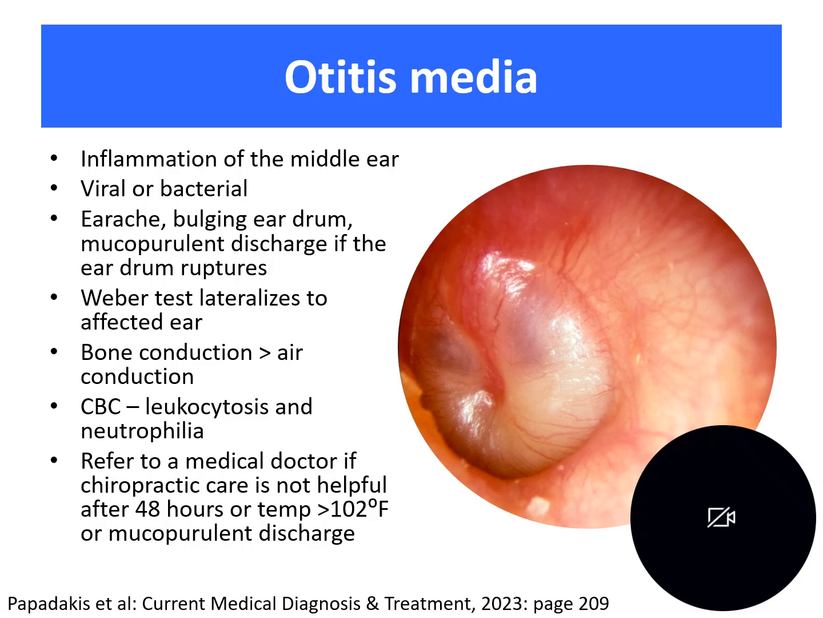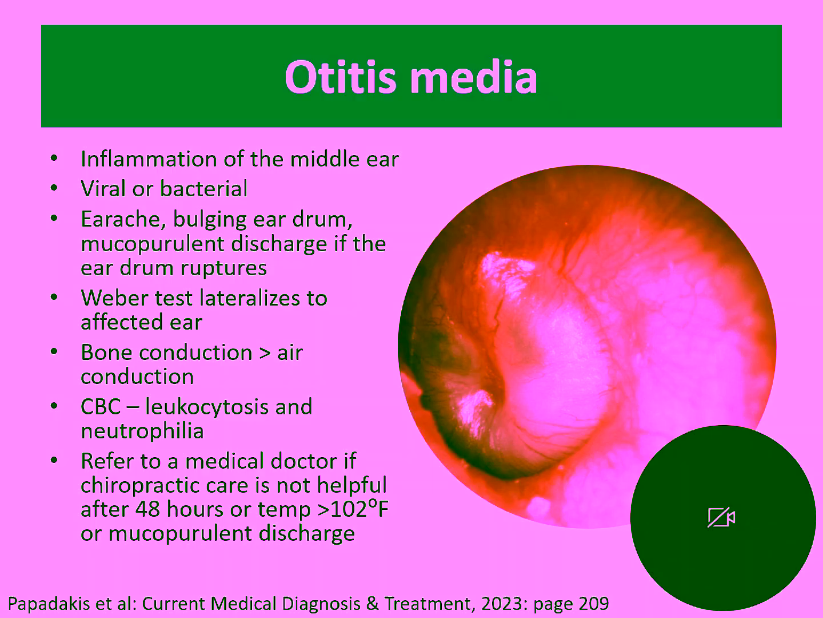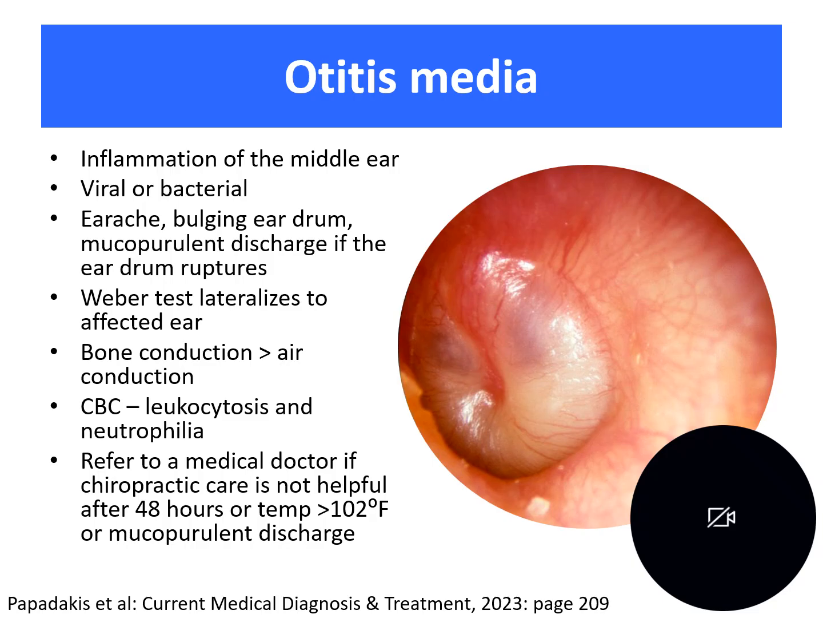So chiropractic care might help. If it is not helpful after 48 hours, you adjust today, come back tomorrow, and we're going to examine you and look at your bulging eardrum. Is it less bulging? Or is the temperature today greater than 102 degrees Fahrenheit, or is there presence of a mucopurulent discharge? The presence of a mucopurulent discharge means your tympanic membrane has ruptured, and you need to deal with that by putting the patient on a course of antibiotics.